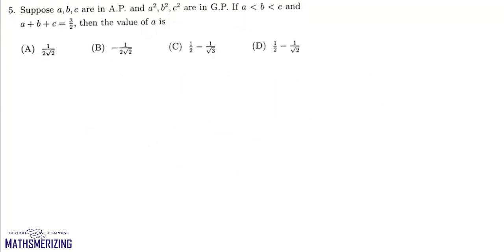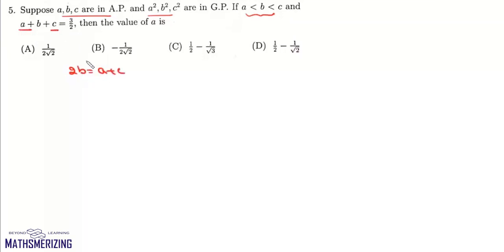option A. Now question number 5 is, suppose A, B, C are in AP and A square, B square, C square are in GP such that A is less than B is less than C and A plus B plus C is 3 by 2. We need to find the value of A. Now if A, B, C are in AP, then 2B equals A plus C.